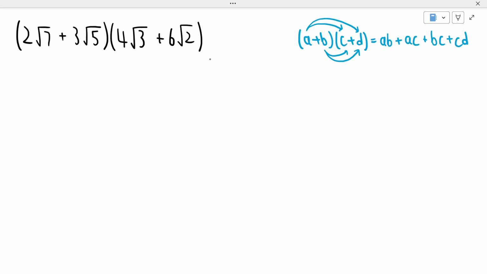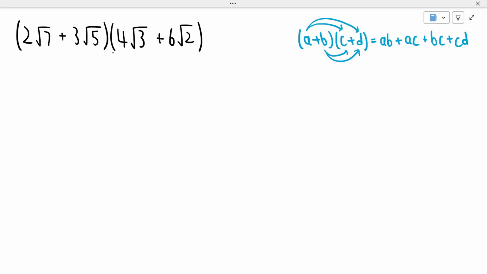So here's an example involving the product of two expressions, both with brackets. For this type of problem, we can use the formula listed at the side here. Parentheses a plus b times parentheses c plus d is equal to ab plus ac plus bc plus cd. Basically, what we're doing is multiplying each term in the first brackets by each term in the second brackets exactly once, then adding up all the results. So we would be doing 2 times 2 multiplications, since there are 2 terms in both brackets, which results in 4 multiplications in total.